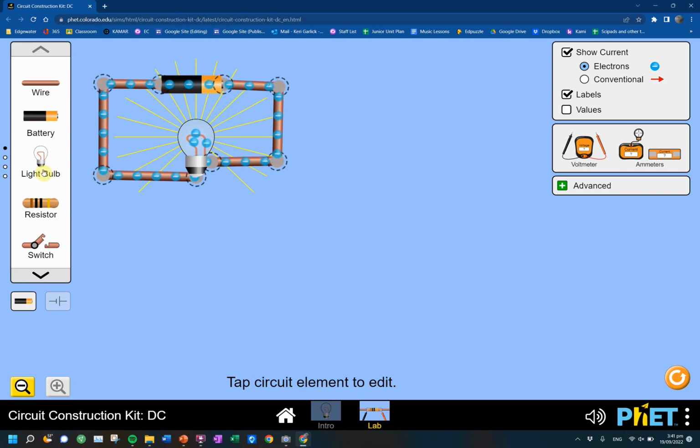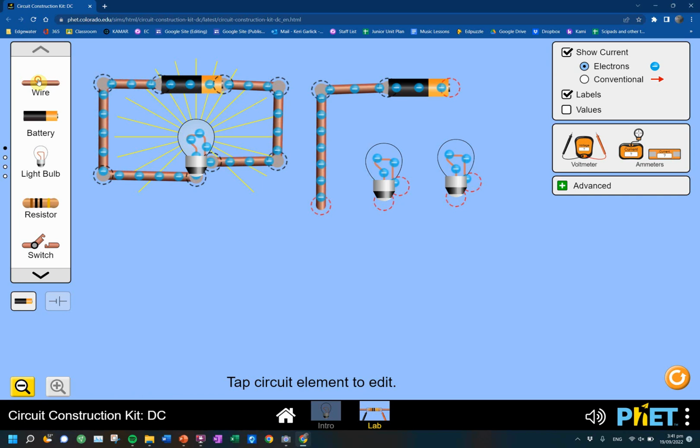All right, so let's make another circuit. In this case, the circuit is going to have two light bulbs and one battery. There you go. So two different circuits, both in series. This one only has one light bulb, this one has two.